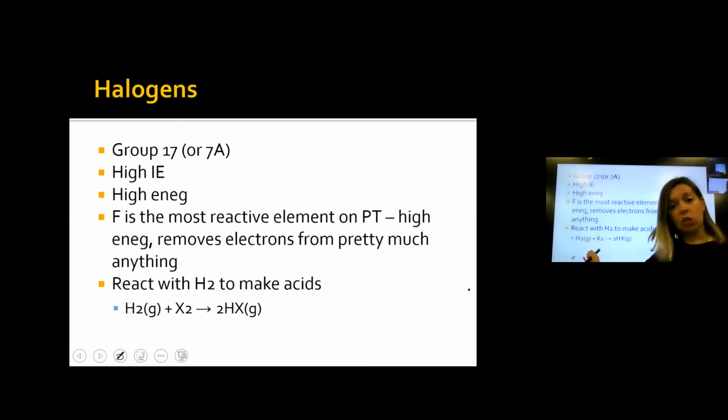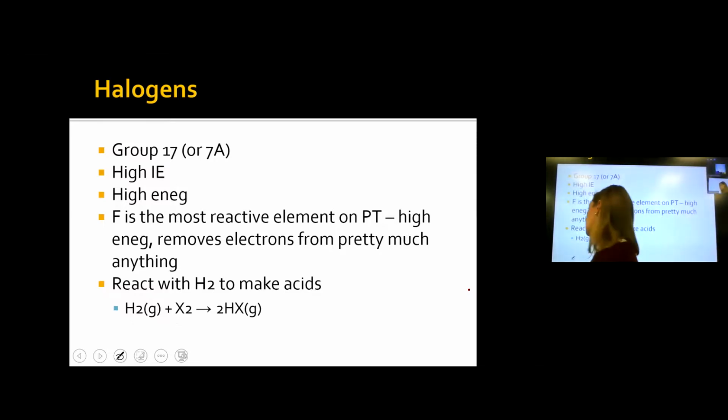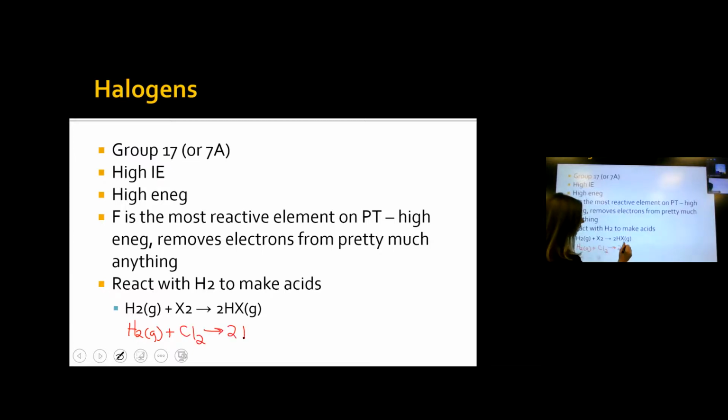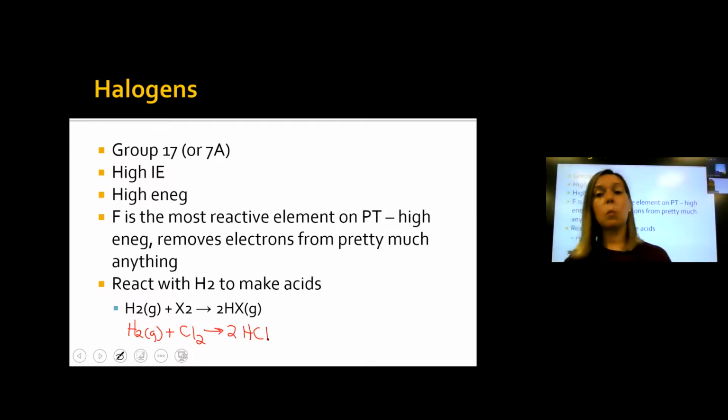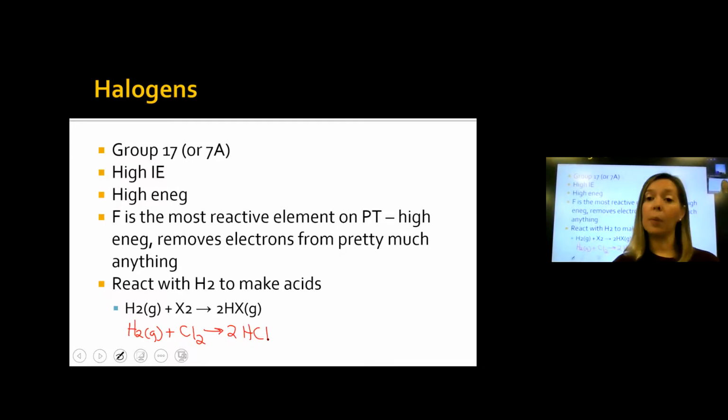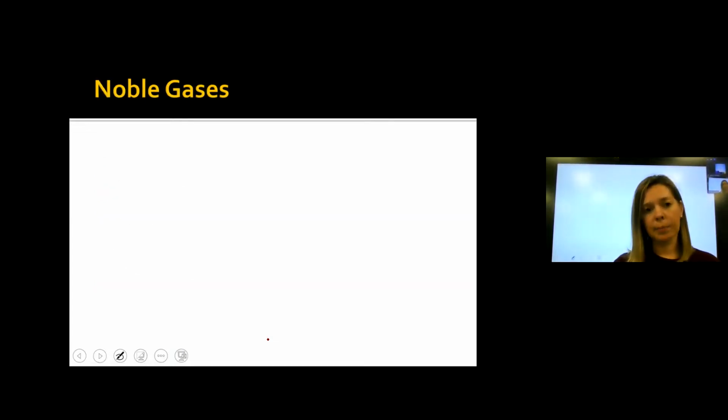So X is just generic halogen. So we could do this for fluorine or with chlorine. So we have hydrogen gas plus say Cl2 or F2 would make HCl. So again, we can use that to help us learn that. So it's easier to remember the example.